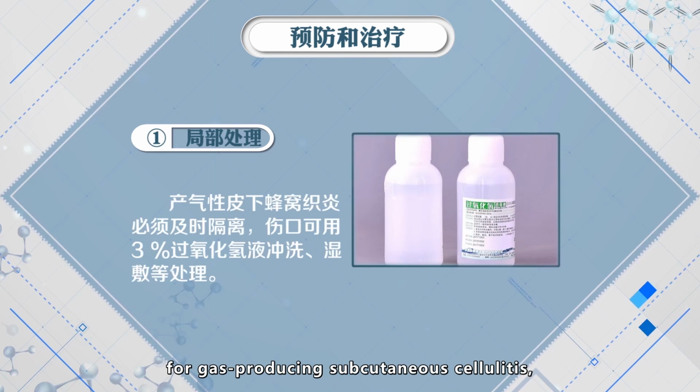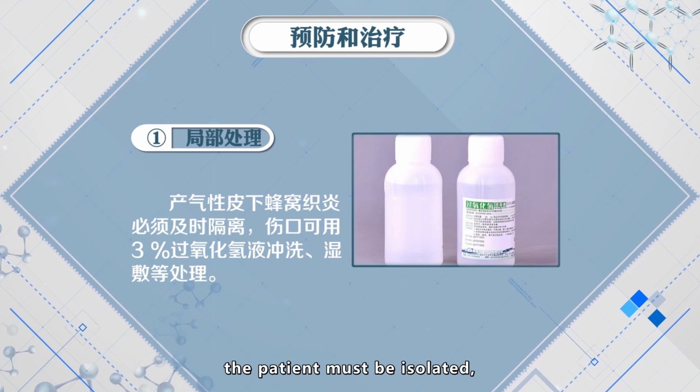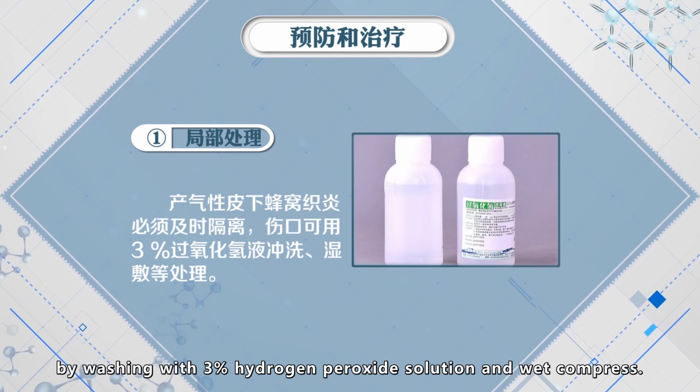For gas-producing subcutaneous cellulitis, the patient must be isolated, and the wound can be treated by washing with 3% hydrogen peroxide solution and wet compression.